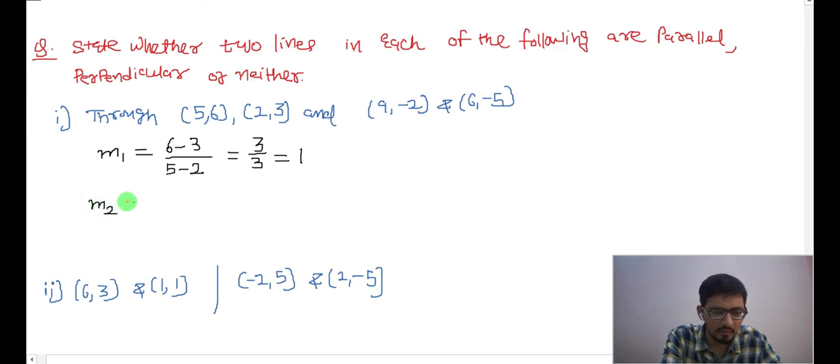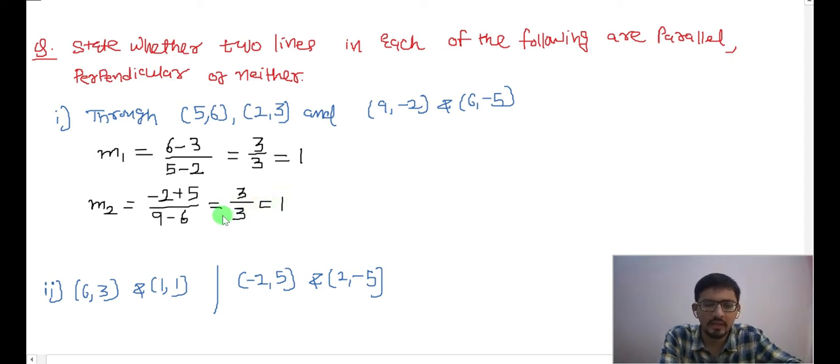Then the other, I will find m2, the slope of the line passing through these 2 points, delta y upon delta x, subtraction of the y coordinates. What is the y coordinate of the first point? -2, and according to the formula minus, and here also minus, so minus minus plus, so -2 plus 5 divided by 9 minus 6. So what will be the answer here? -2 plus 5 will be 3 and 9 minus 6 will be 3. The answer I will get is 1.